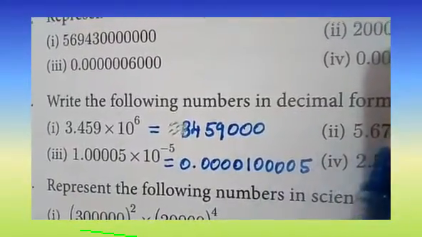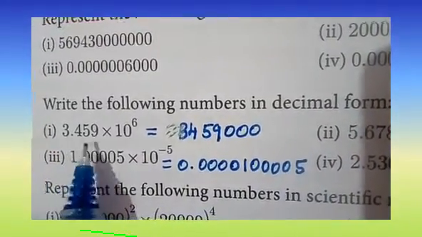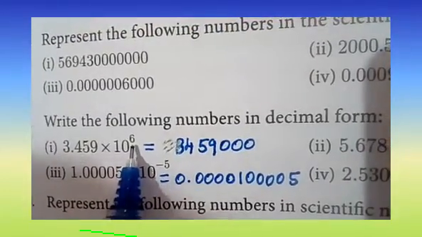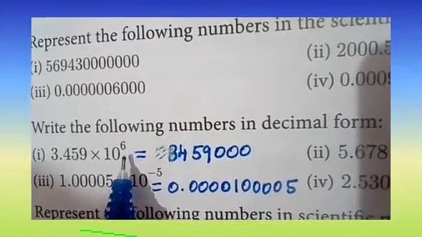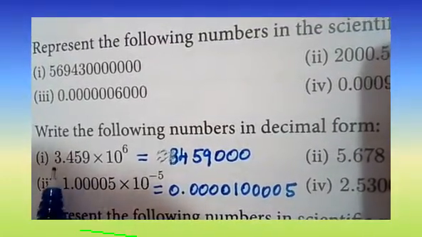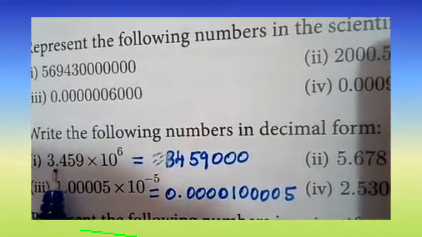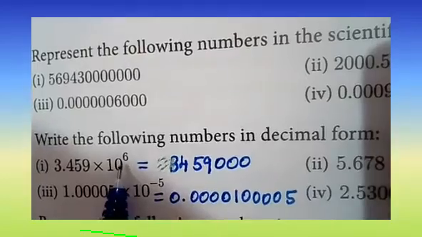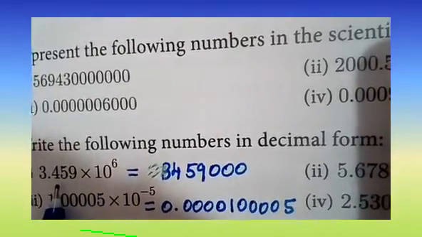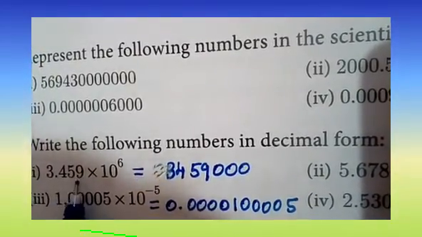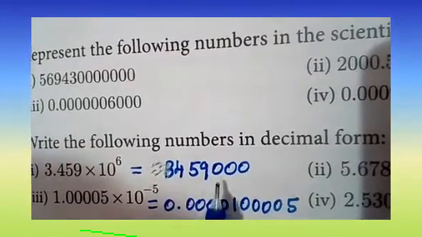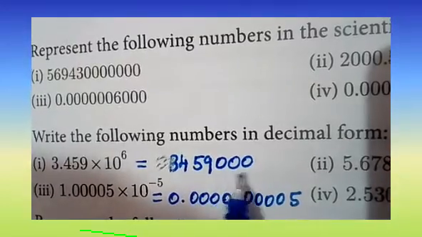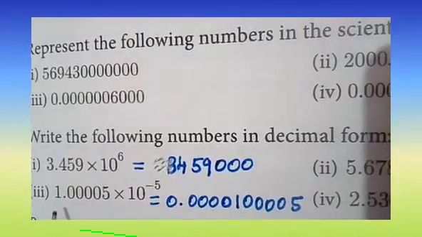Write the following numbers in decimal form. First question, 3.459 into 10 power 6. It is a positive power, so zeros go at the right side. First you write the number without the decimal point: 3459. Here 6 is there, so 6 decimal places are needed: 1, 2, 3. So 3 more digits are needed. You write 3 zeros at the end. So 3459000.